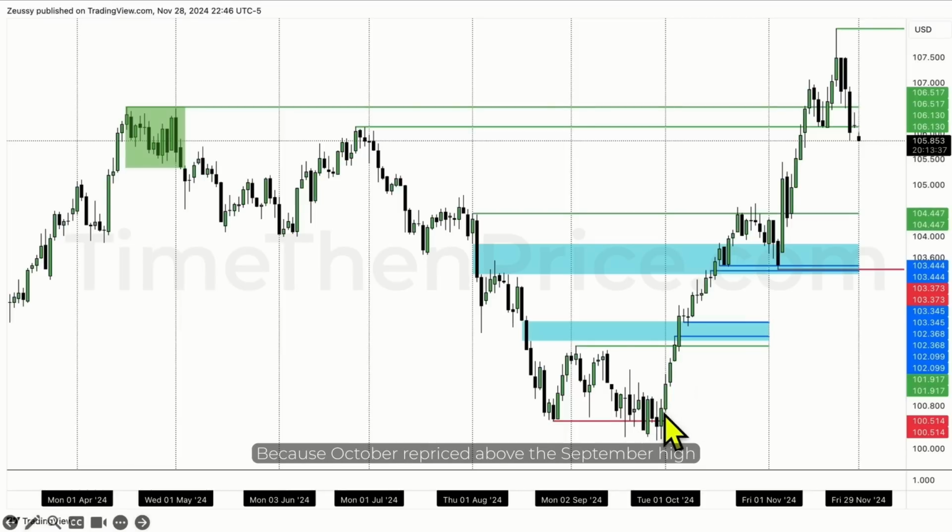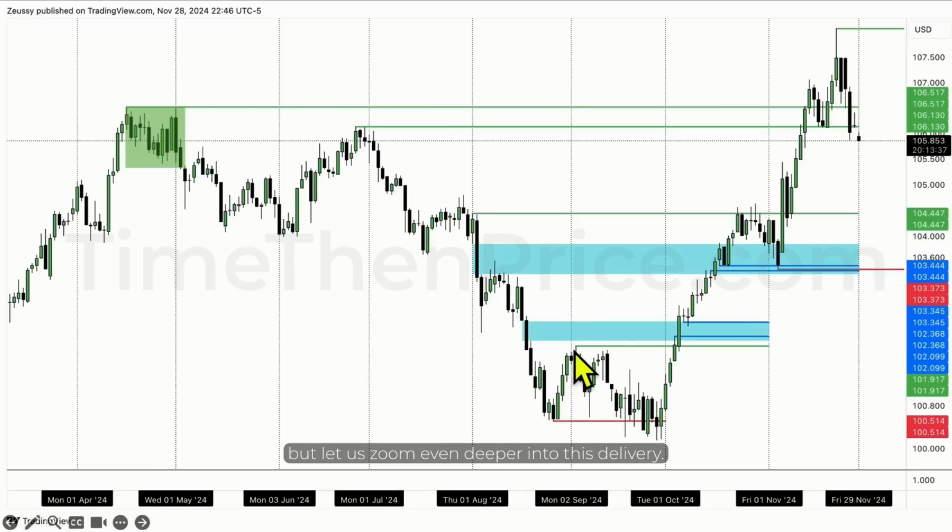Because October repriced above the September high, which was this high right here, right away, I was monitoring the reaction to this high right here. The reason why was due to the fact that this was the previous month's high, but also because this high set up the repricing lower into the August low. Let me repeat that. This high set up the repricing lower into the key sell side liquidity objective right here, which caused the reversal to take place. Therefore, you know that the moment that this high gets displaced through, that right there is a key signature.